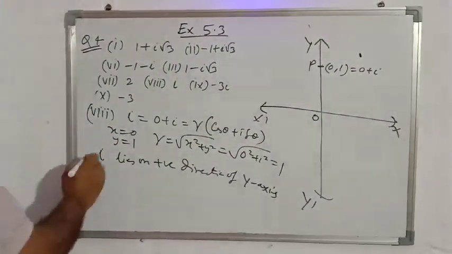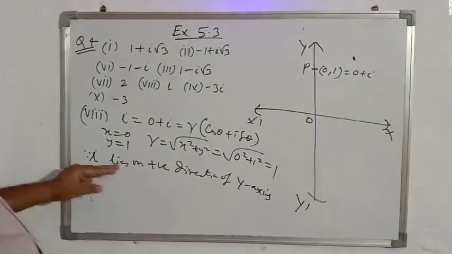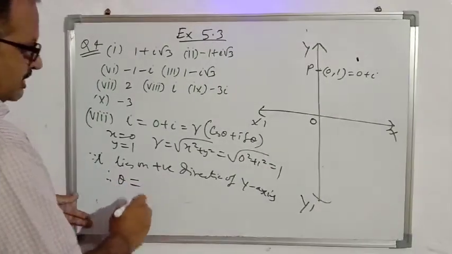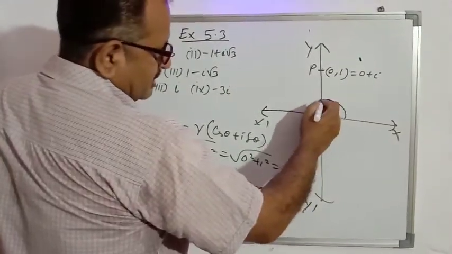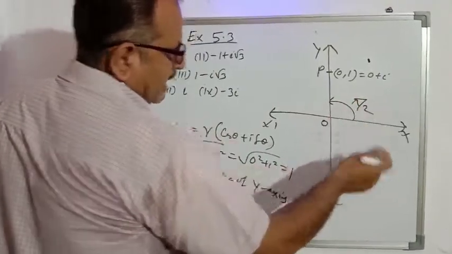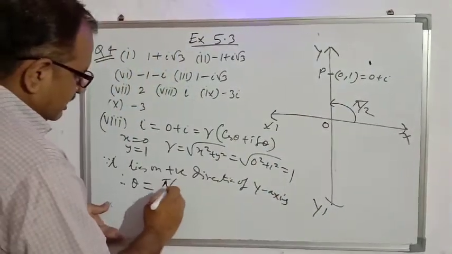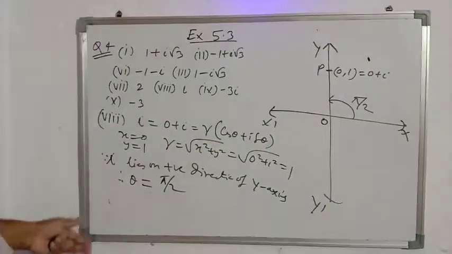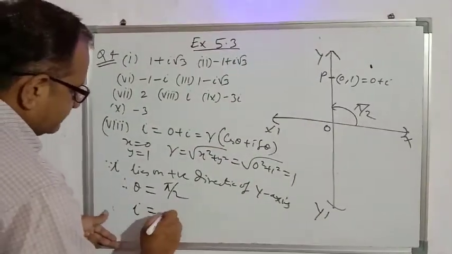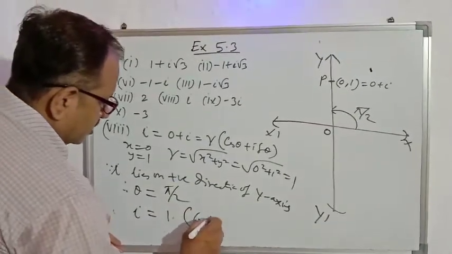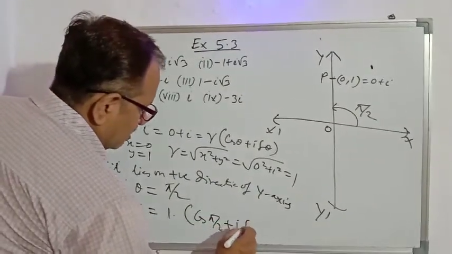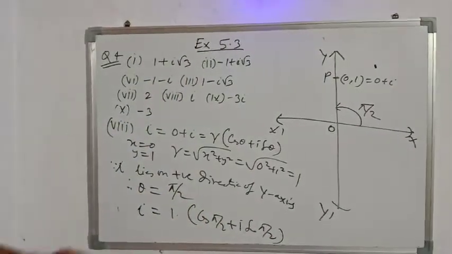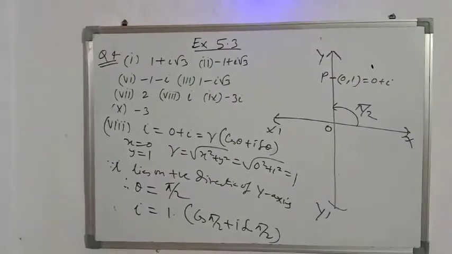Since I lies on the positive direction of y axis, therefore theta, what will be theta? Theta will be this angle. And this is 90 degree. 90 degree means pi by 2. So theta is equal to pi by 2. We will put here pi by 2 and r is equal to 1. So I can be written 1 into cos pi by 2 plus I sin pi by 2. It is the 8th part.